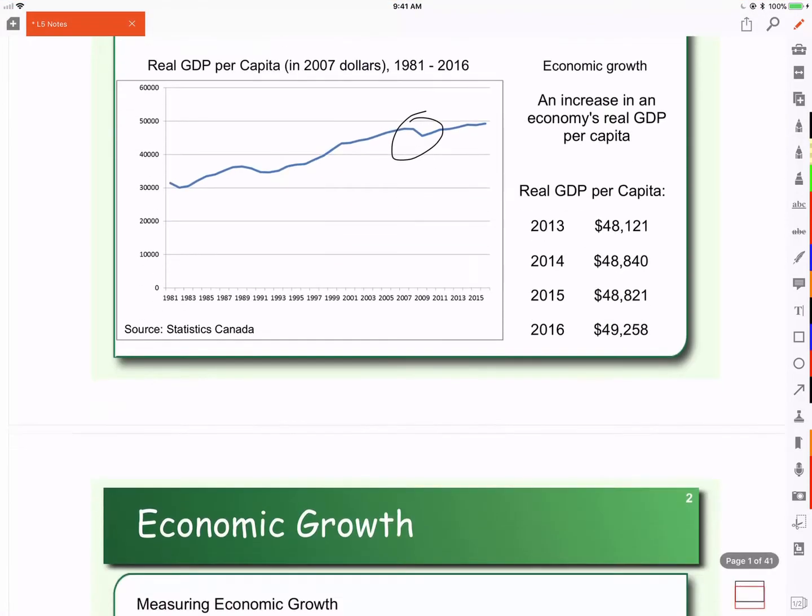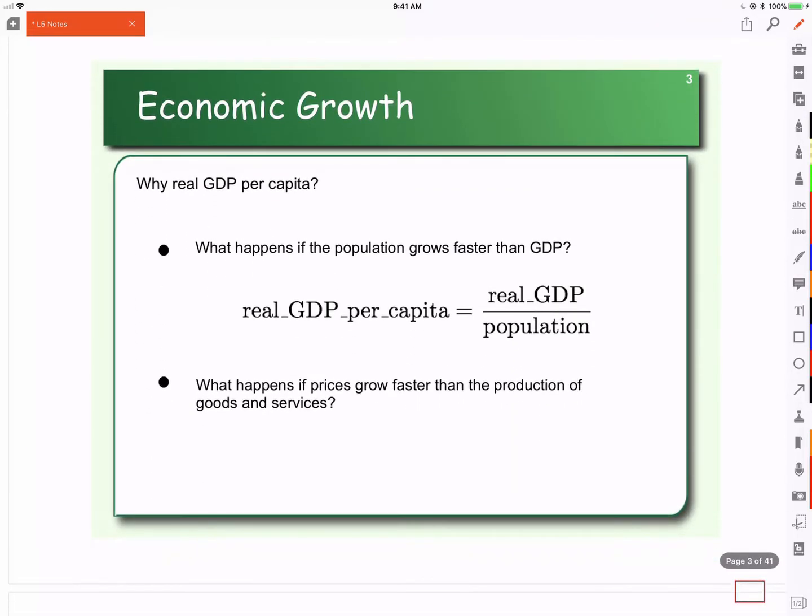Well, let's look at measuring economic growth. Economic growth is the change in real GDP per capita. So we take real GDP and we divide by the size of the population. Well, why would we divide by the size of the population? Well, what if our real GDP increased? That is, we made more goods and services, but our population was growing even faster. If our population is growing faster than the amount of goods and services we're producing, then that means there's less per person. So we're not better off.